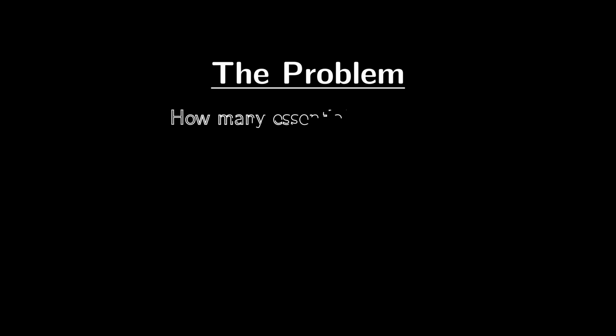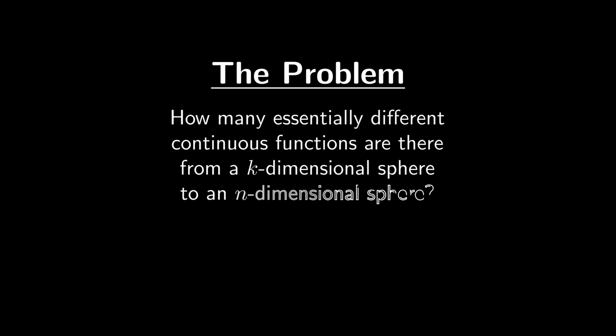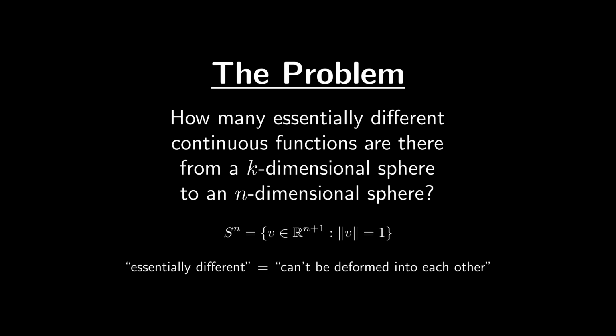Here's a topology problem. How many essentially different continuous functions are there from one kind of sphere to another? The n-dimensional sphere, Sn, is just the set of unit vectors in n+1 dimensional space, and two functions are essentially the same here if one can be continuously deformed into the other, and they're essentially different otherwise.